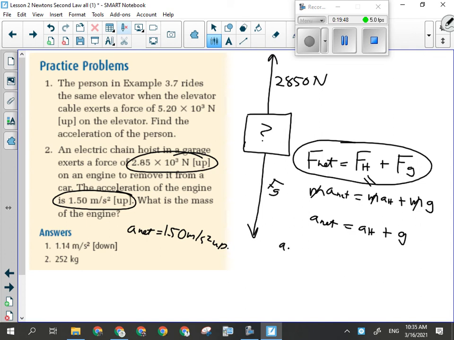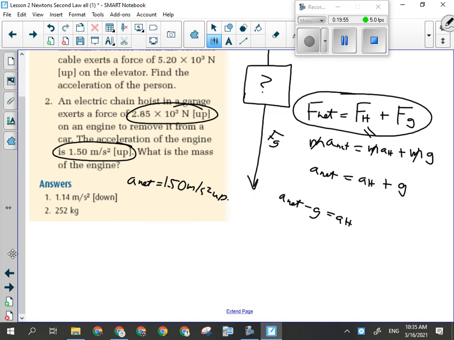So I'm going to solve for the acceleration of the hoist by subtracting g. I'm going to have the net acceleration minus the acceleration due to gravity equals the acceleration of the hoist. Now, I have to be careful here. Vectors matter. So I'm going to have 1.5, which is positive, that's the net acceleration, minus negative 9.81. That equals the acceleration of the hoist. So if the hoist were working in zero gravity, I'm now going to calculate the acceleration it could produce, which should be bigger than gravity after all. If it wasn't bigger than gravity, the engine wouldn't be moving upwards.